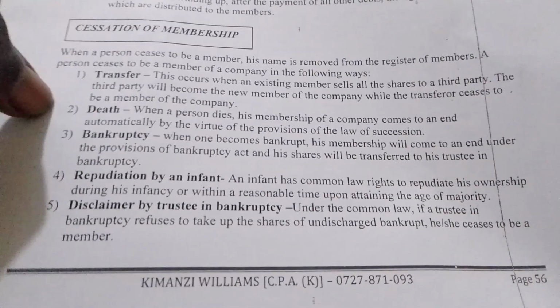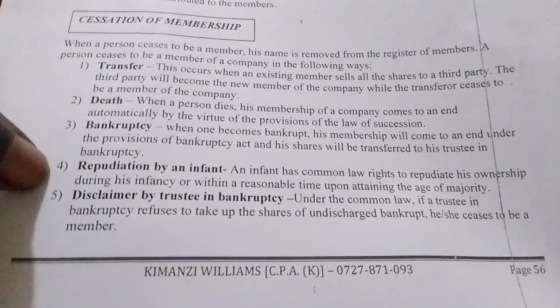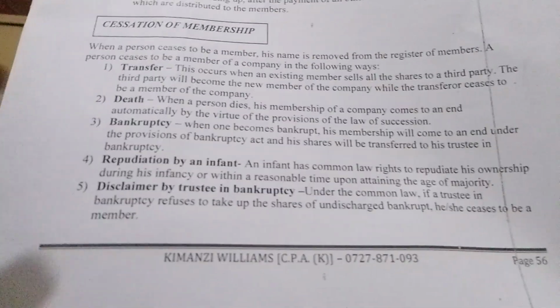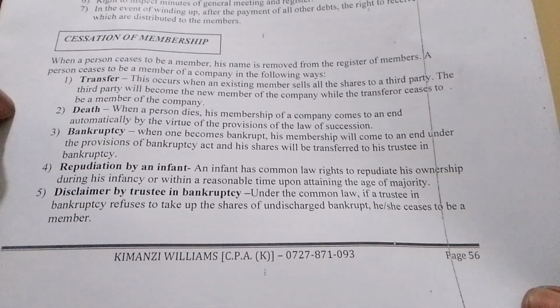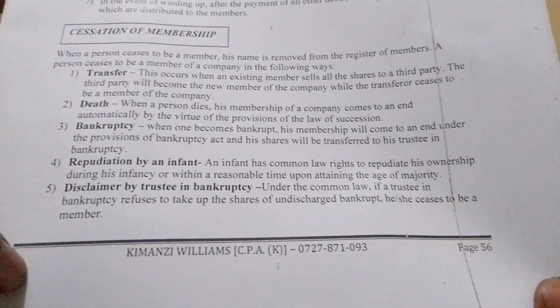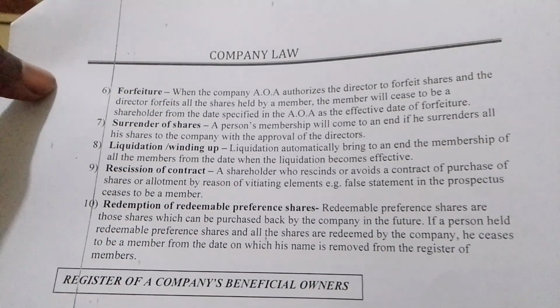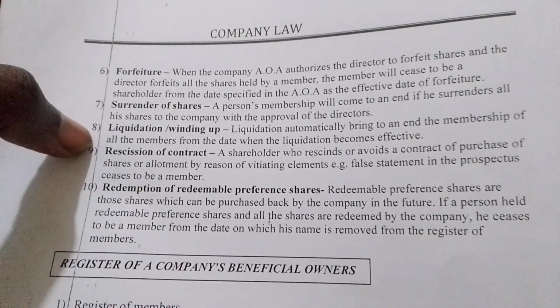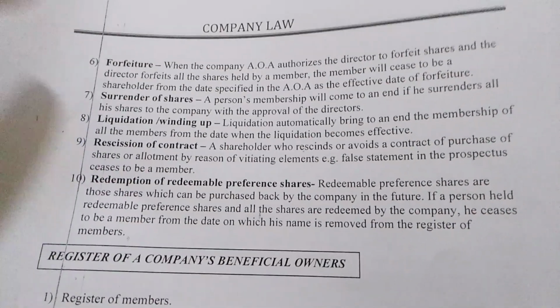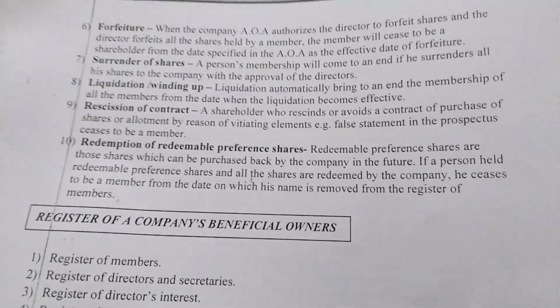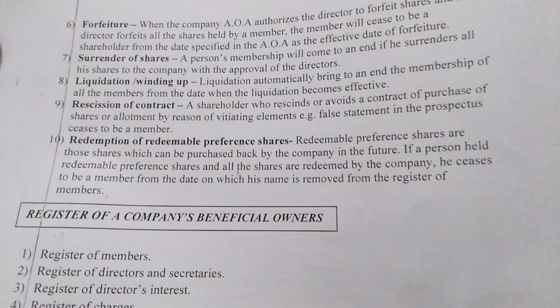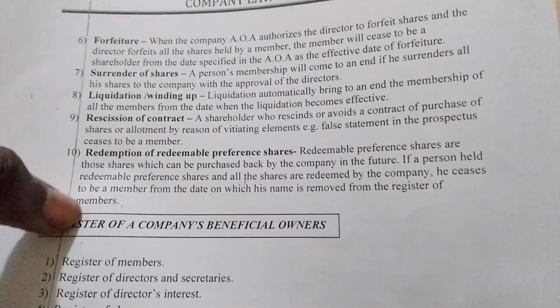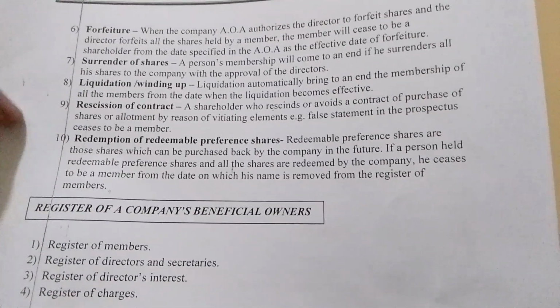By transfer, by death, by bankruptcy, repudiation by an infant, disclaimer by trustee in bankruptcy. You pause your video and you go through these important points there. You go to number 6. On the other side, you have forfeiture, you have surrender of shares, you have liquidation or winding up. That is when the company has come to an end. If the company collapses, then there is no shareholder. You all stop being shareholders. Rescission of contract and redemption of redeemable preferred shares.